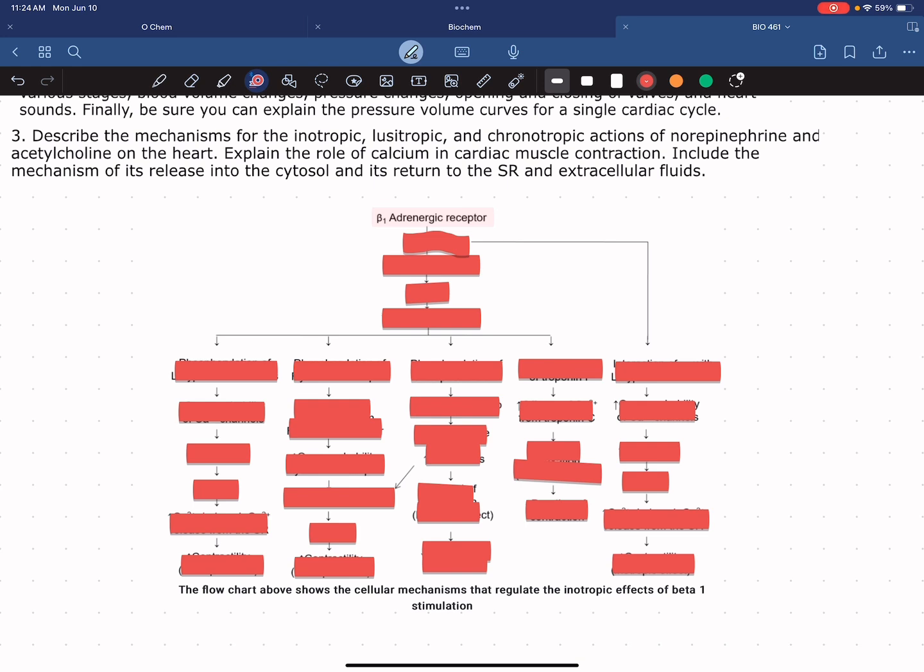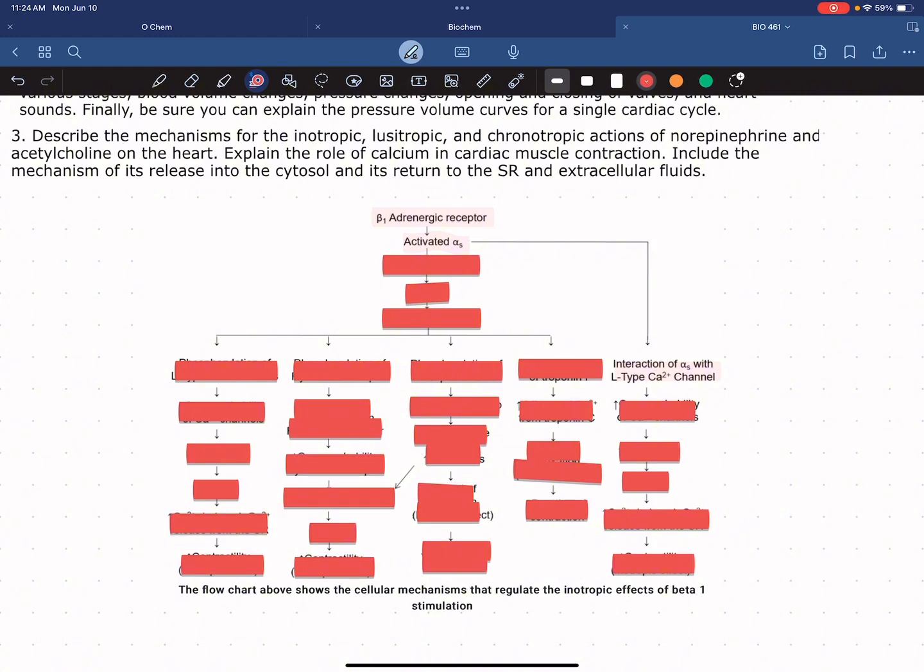So if we have the stimulation of the beta-1 adrenergic receptor, that will lead to an activated alpha subunit. If we follow this arrow over to the right, we see the interaction of an alpha subunit with an L-type calcium channel. And we know that the inotropy, or increased contraction, is due to the levels of cytosolic calcium.